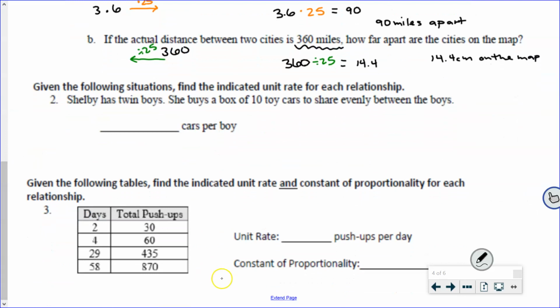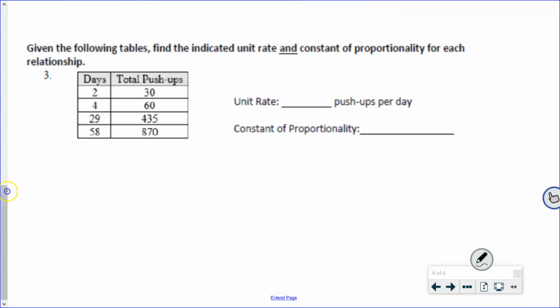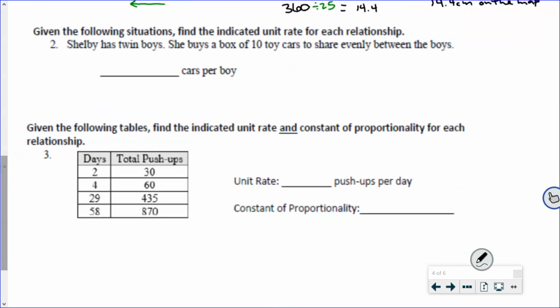Okay. I'm going to let you guys work on 2 and 3 with your groups. 60 seconds before we go over them. Give them a try. 60 seconds. Online learners, pause the video. Ready, set, go.